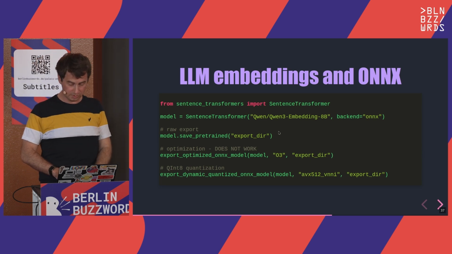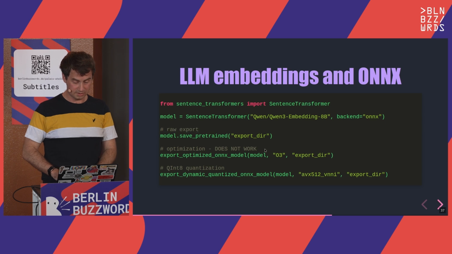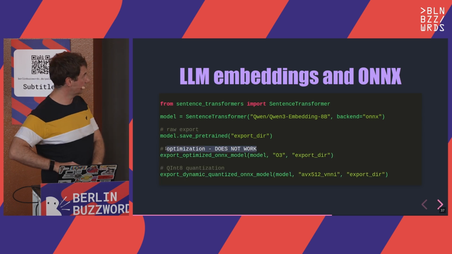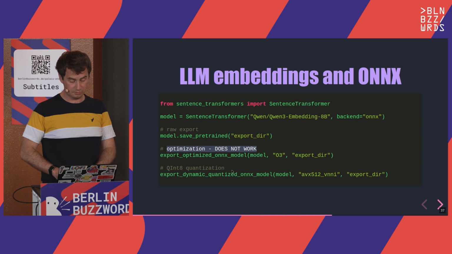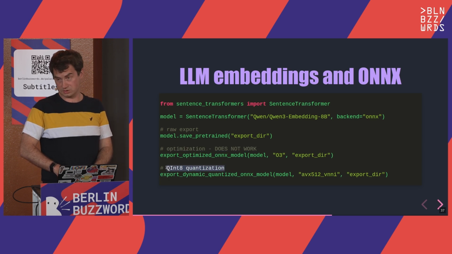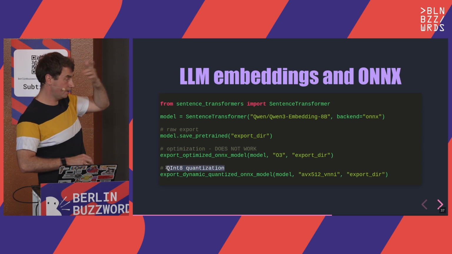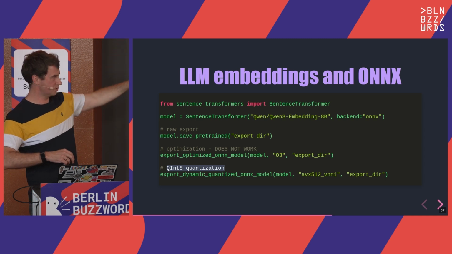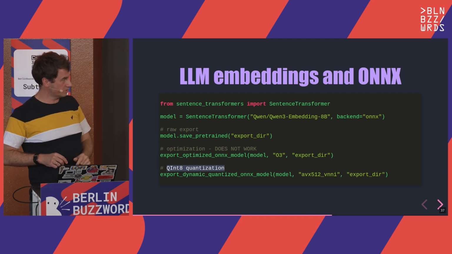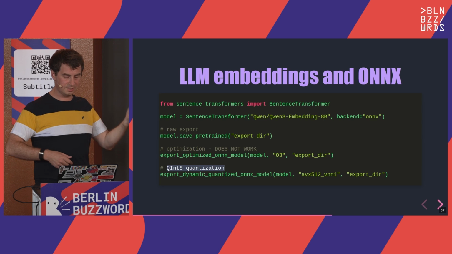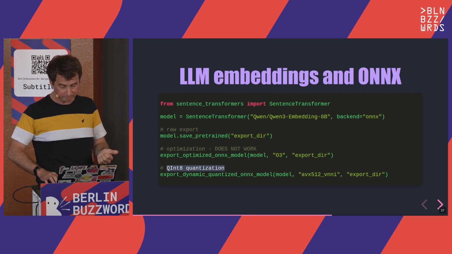I also tried doing it with the last week release of Qwen 3, and it actually works almost. So raw export without optimization, no issues. This one is broken, but you don't really need it. It's an optional thing. And for int quantization, it also works quite well, both for Qwen 3. We never tried Qwen 3 there. That's just my personal experiments, but it works both for Qwen 3 and with this Gemma 2.